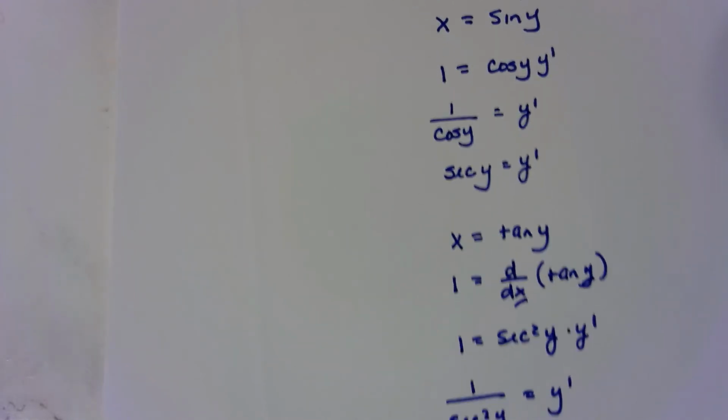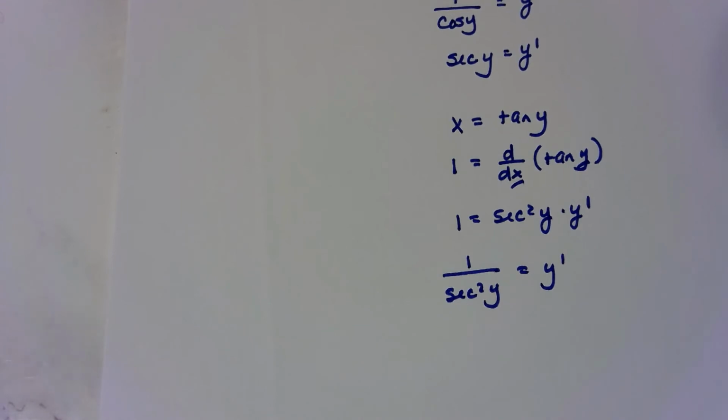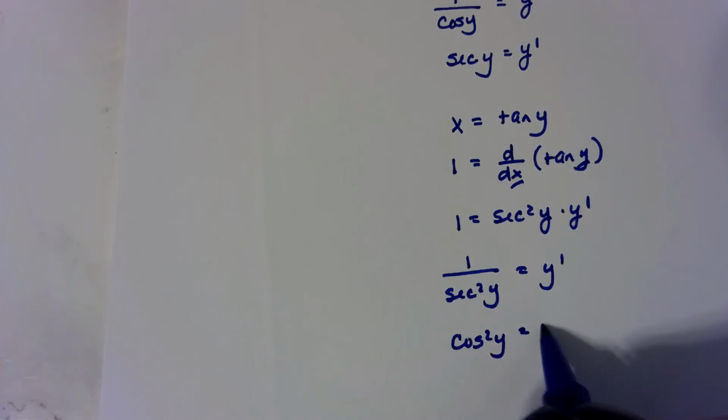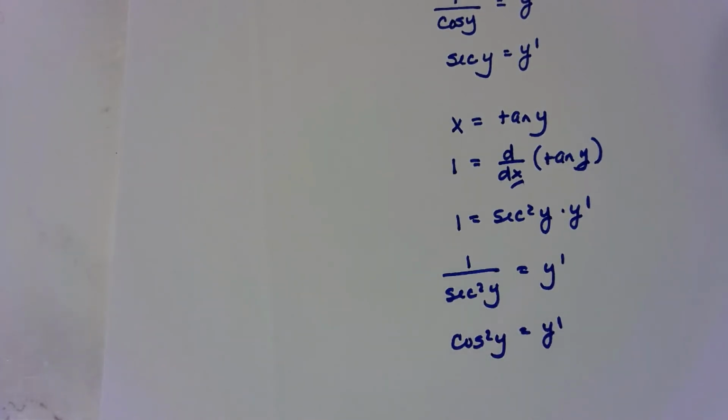And the reciprocal, 1 over the secant, goes with the cosine, right? So I could just write that as cosine squared of y is equal to y prime if I want to. This would be simplified. This would give you the points on the test. This would be simplified.